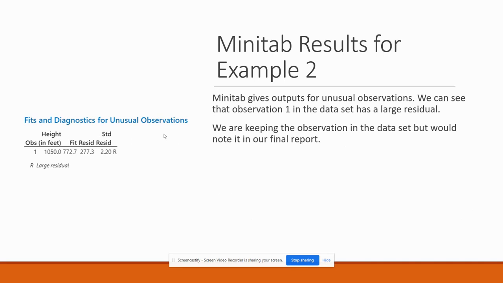Minitab told us that for one of the observations where the height was 1,050 feet, there's something going on there. And it marked it as a large residual because the standardized residual is 2.20. So in my final data set, I wouldn't take it out, but I would note that it's there. Minitab is really good about telling you those things. For this class, I just want you to note them. That's it.